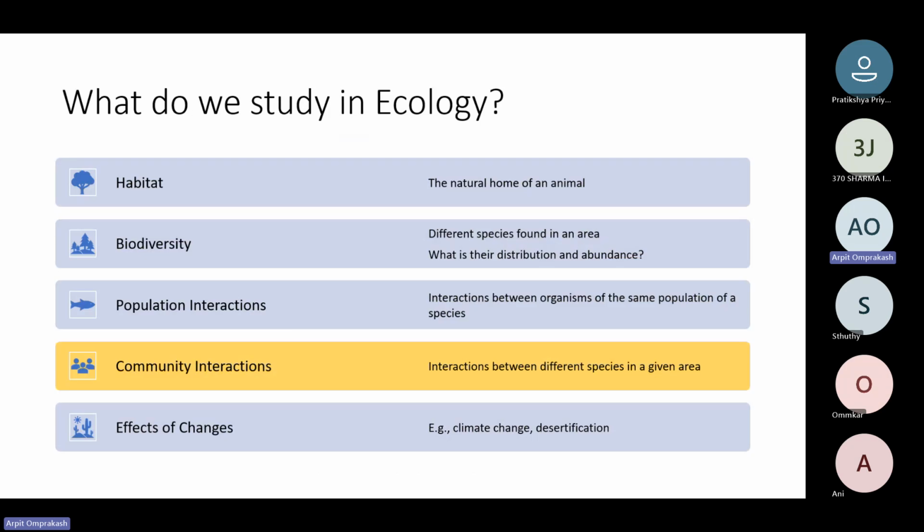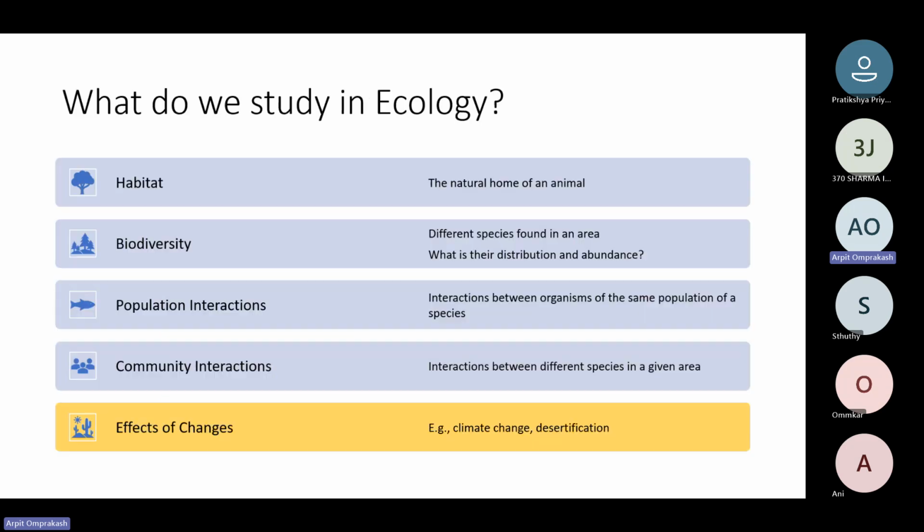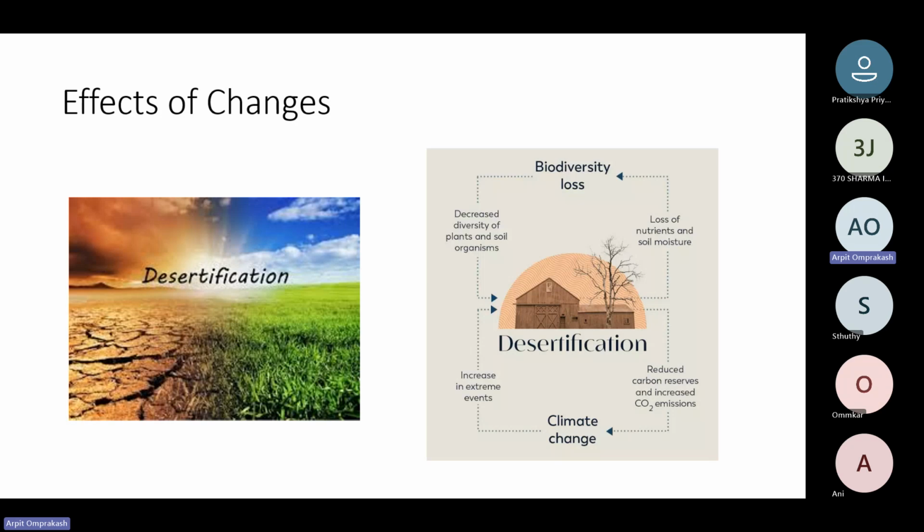We can also talk about community interactions, which is interaction between different species in a given area, basically predator-prey relationships or pollinator-plant relationships and things like that. Then we also study in ecology the effects of changes such as climate change and desertification. How does it affect our environment and how can we prevent that?